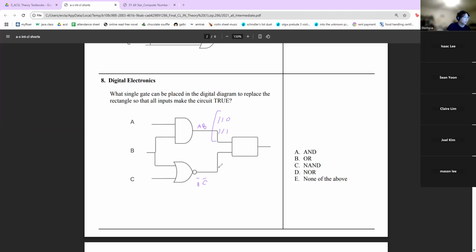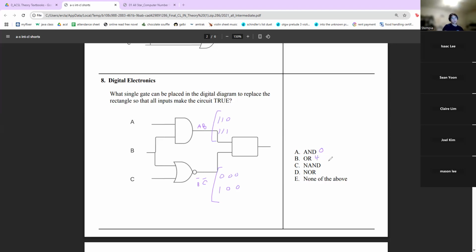Okay, anyways. So the only time this is going to be true is 110 and 111. The only time this bottom one is going to be true is if B and C are both equal to 0, right? So it's going to be 0, 0, 0, and 1, 0, 0. If we were to do an AND operator, I think nothing would make it true. There's no input that would give us a true value. So AND is just going to give us a total of 0, because there's no overlap between the two.